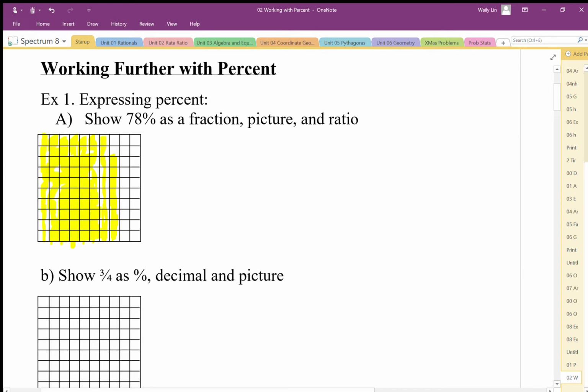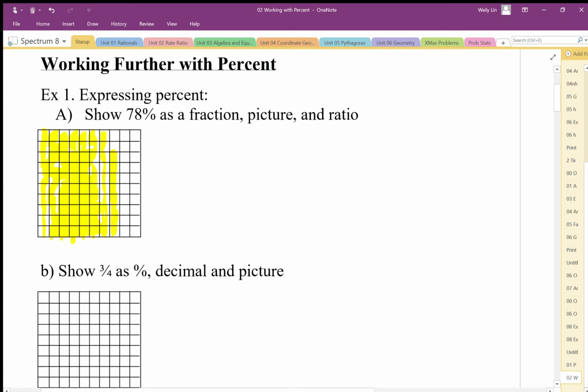In this case, we can do 3/4. It actually says also do as a fraction and a ratio, so we need to convert this into a fraction. So we have 78 out of 100 as a fraction. We should simplify this, and we divide by 2, we get 39 out of 50. As a ratio, we can just write this as 39 to 50 ratio. Okay, so fraction and ratio are essentially the same thing.